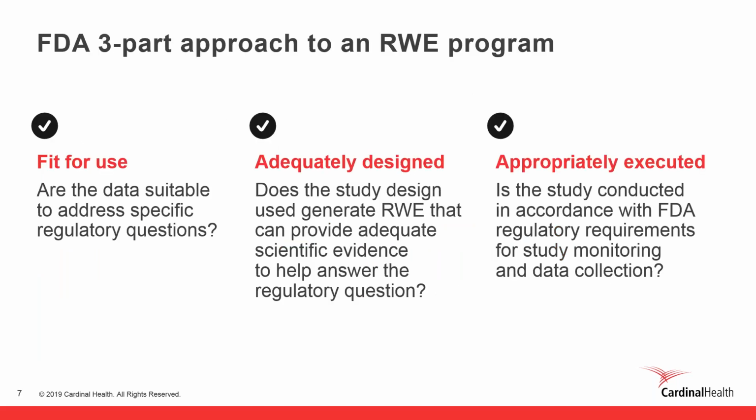So the key things that the FDA has put out in that guidance relate to three core pillars: the fit for use of the data, the adequate design of the studies that will be conducted, and then the appropriate execution of those studies. Both prospective and retrospective observational studies are considered relevant to effectiveness determinations, and hybrid designs are also approved as well.